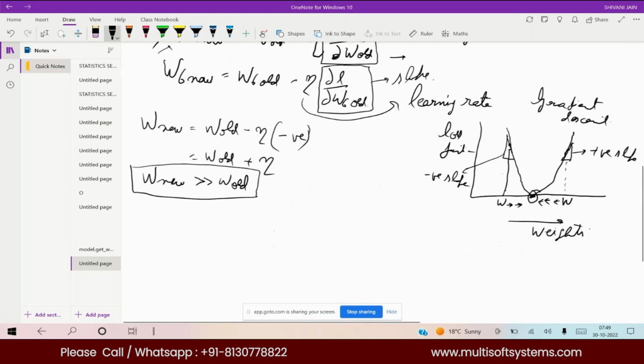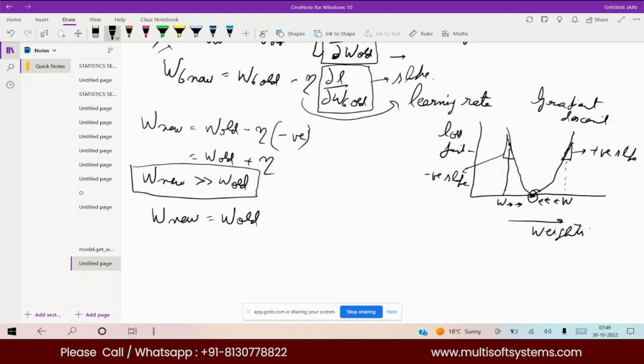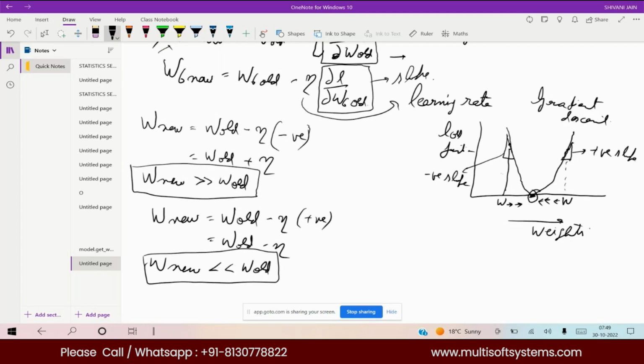In the same way, if we have a positive slope, it will reduce: W old minus eta of a positive value. So in this case, my W new will be less than W old, right? The same thing we are saying: if the slope is positive, then we decrease the weight. Now how much less will be calculated by my optimizer, the weight update, mathematically.